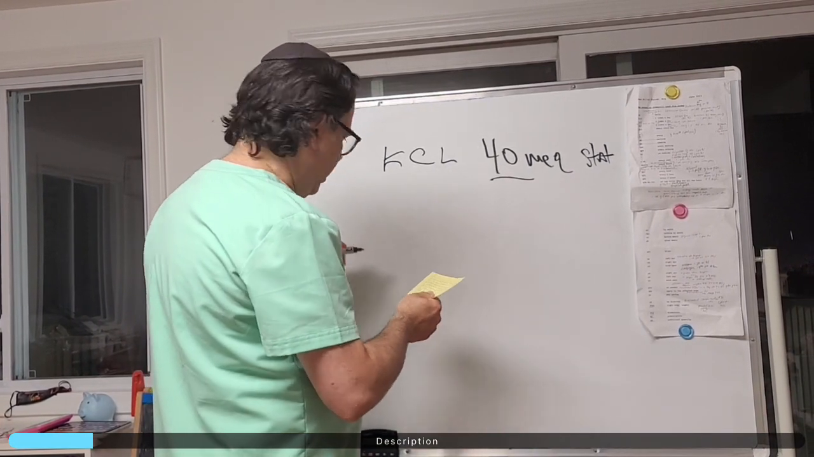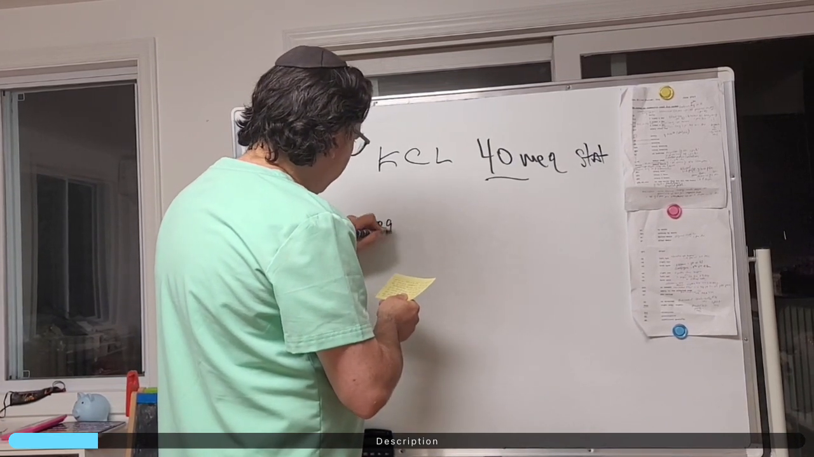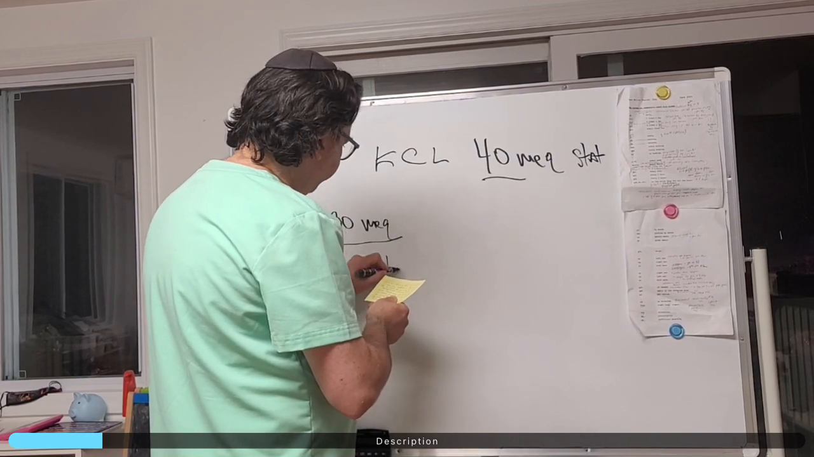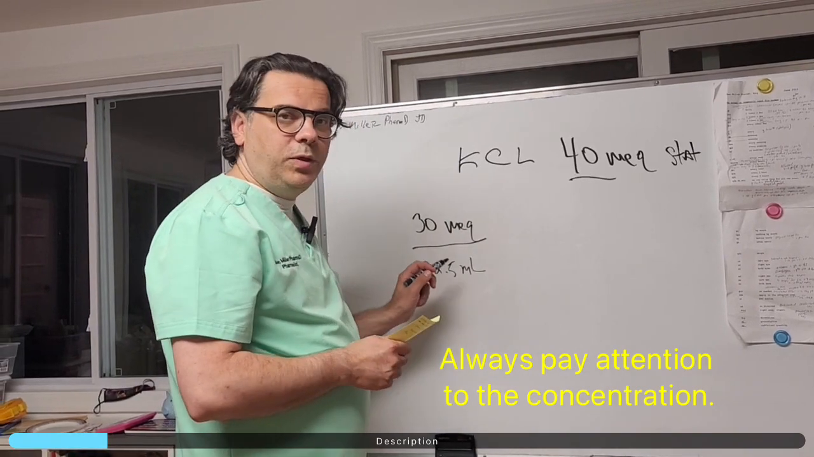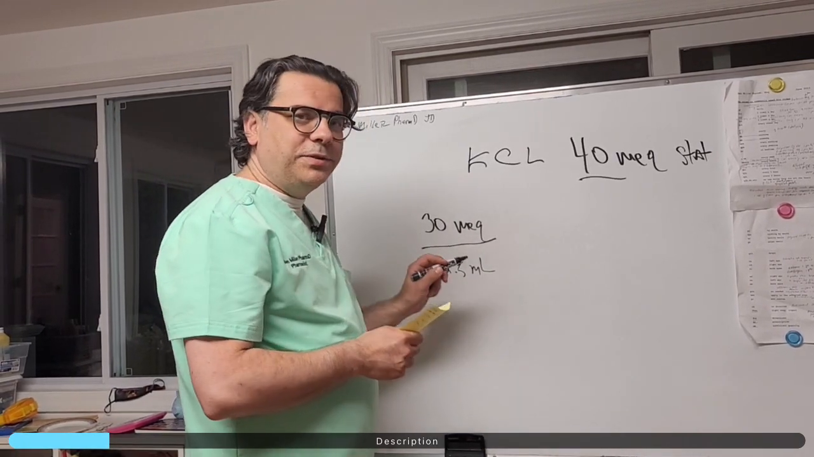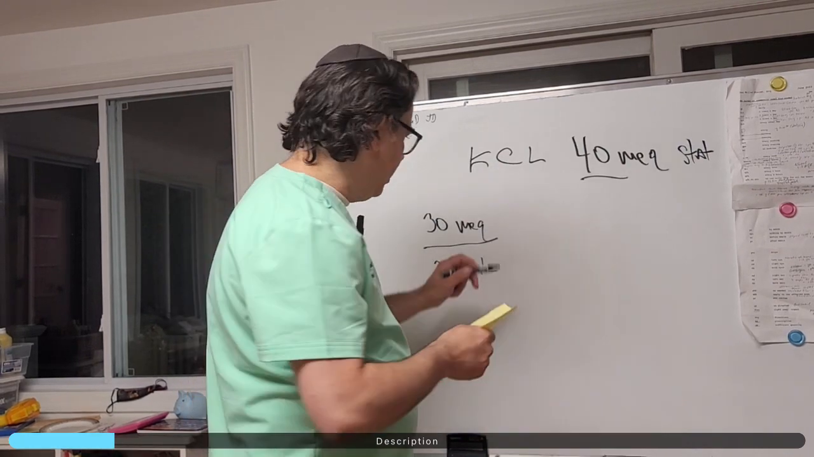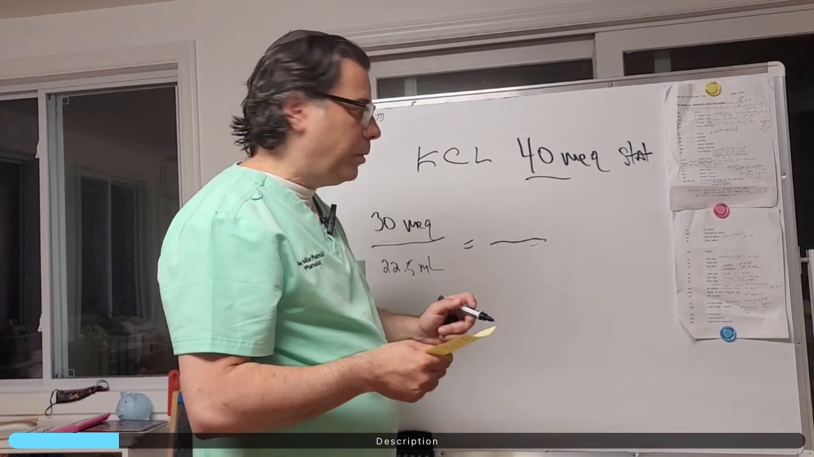So what we have available is 30 MEQ per 22.5 ml. This is the given concentration. Always ask yourself, what's the concentration? If you know the concentration, you're going to get the answer correct. Then we just set up a simple ratio proportion.